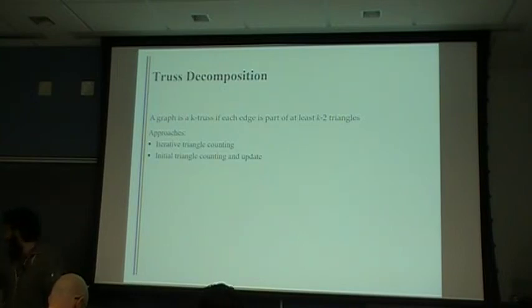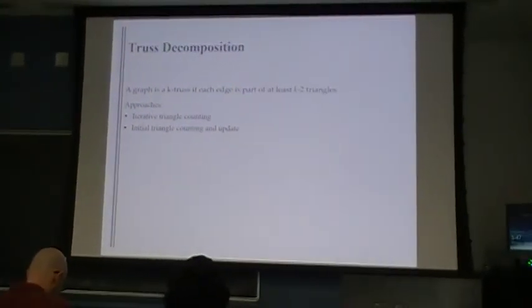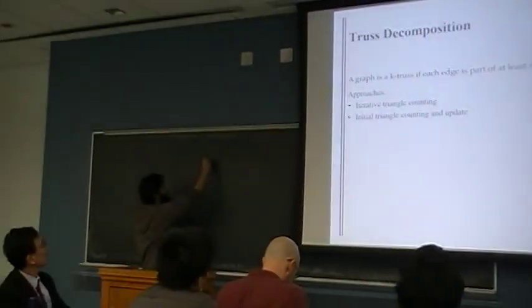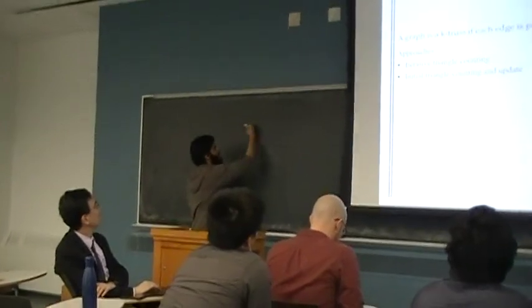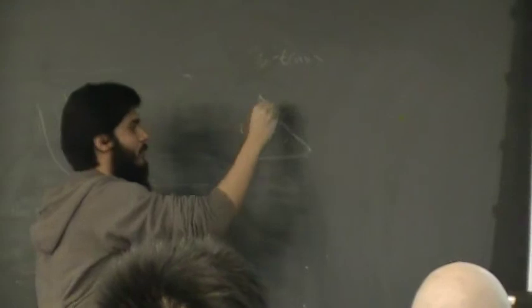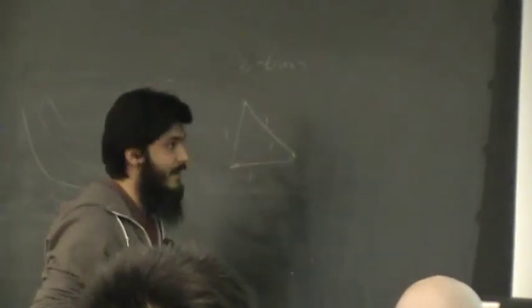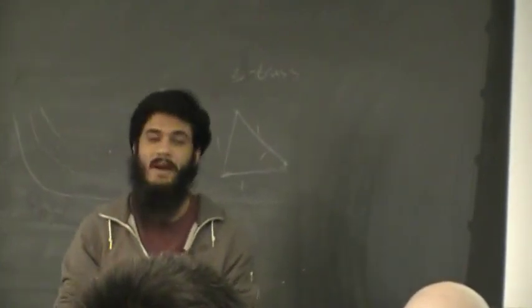So for the problem of K-truss decomposition, let's first define what a K-truss is. A K-truss is a graph such that every edge is part of K minus 2 triangles. So for example, this graph is a 3-truss, because every edge is part of one triangle. That's the idea of a K-truss. These define very tightly connected components of a graph.